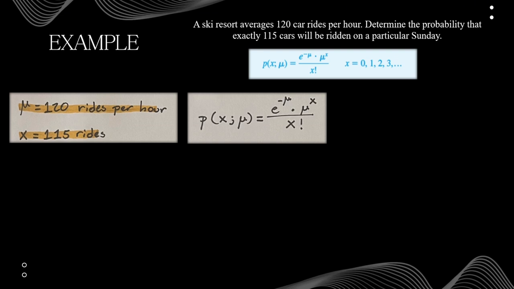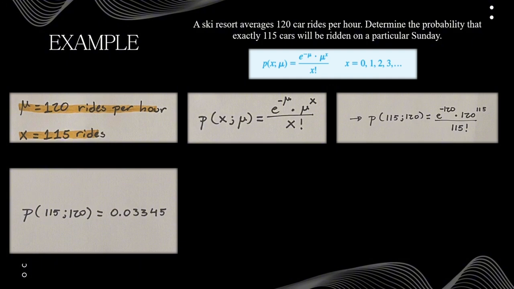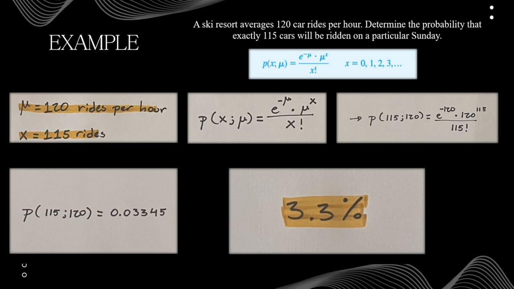This calculation involves evaluating the exponential term, raising mu to the power of x, and dividing by the factorial of x. The result gives us the probability of observing 115 rides in an hour when the average rate is 120 rides per hour. After having plugged all of these values in and solving, you should get an end result of 0.03345, or approximately 3.3%. Bear in mind that once you add all of these probabilities together for, let's say, 116 rides and 117 rides and so forth, you should get a total of 100%.